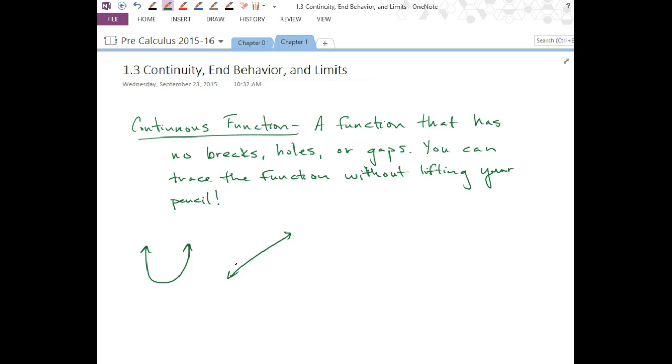Can somebody think of one that's not? A piecewise function. Very good. So something that might be something that went like this and then all of a sudden jumped and went like that. Piecewise functions are often not continuous. Something that's like 1 over x. 1 over x looks like this.